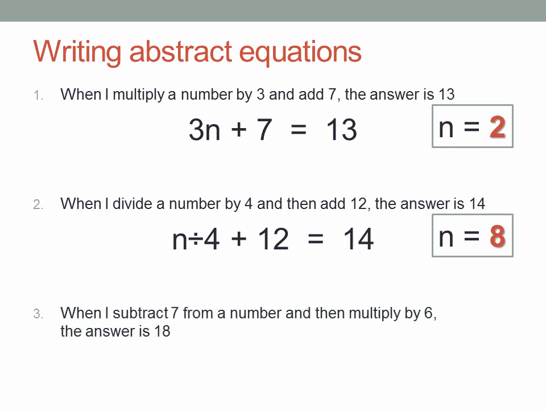One more. When I subtract 7 from a number and then multiply by 6, the answer is 18. So again, using n for the number, I subtract 7 from the number and then multiply by 6 to get 18. I need brackets this time because I want the subtraction to happen first before the times. So, what value of n makes this true?